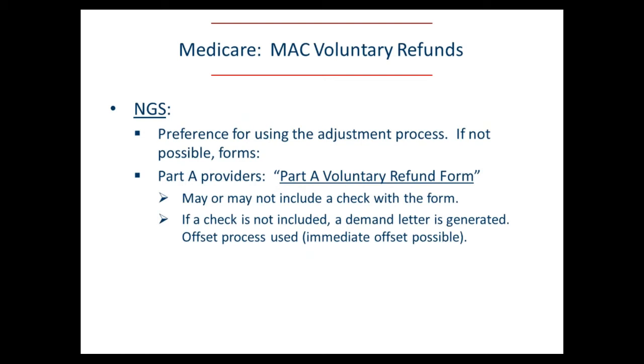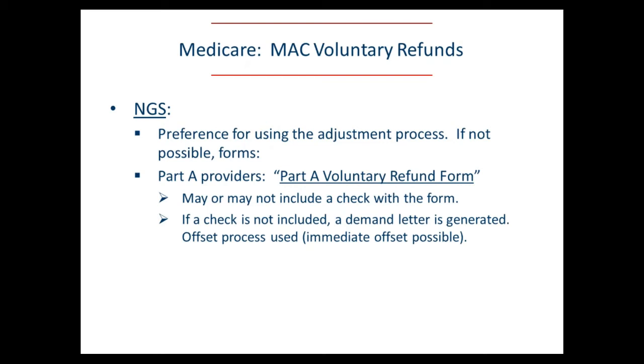A second process that I think is a little more commonly used is voluntary refunds, which are when you self-identify overpayments. Again, this is a MAC process, and I'm focusing on NGS. NGS has a preference for the adjustment process. So if you can do it through the standard adjustment process and you feel that's the appropriate way to go, that's okay. If you can't, for any reason, do it that way, there are paper forms once again.